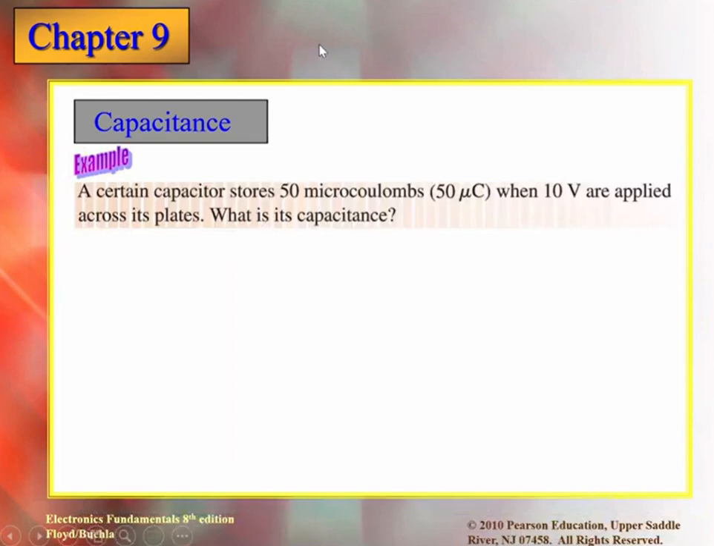Now let's see the question. A certain capacitor stores 50 microcoulomb when 10 volts are applied. What is the capacitance? So same formula this time: Q is equal to C times V. So I can say now C is equal to Q over V.